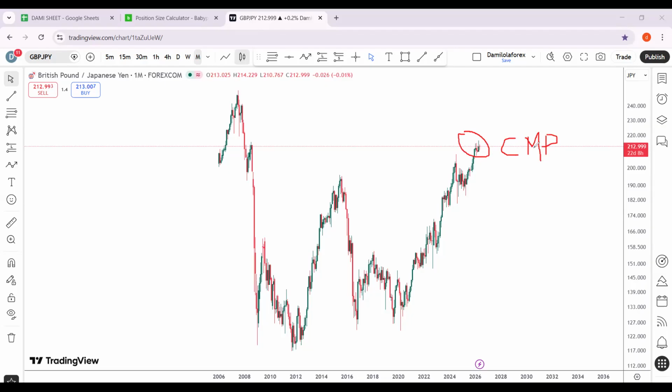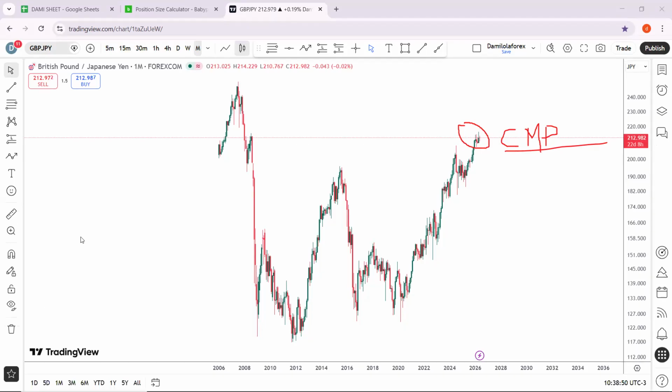Then once I've circled out the current market price, I now want to understand the structures that took price to this current market price. What are the structures? When we talk about the structures, what are the stories? I just want to understand everything in its entirety. So this will now take me to reading the entire structures. From here, what are the structures?